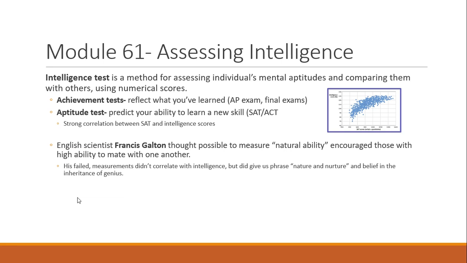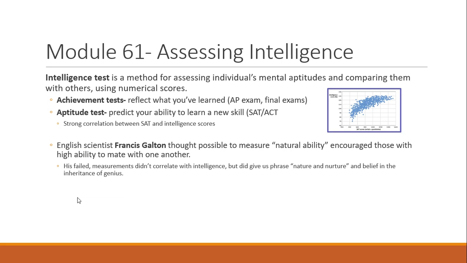Now, achievement tests, that just reflects what you've learned, and that's going to be like the AP exam, which we do have to talk about. You are going to be taking it. Final exams, what have you learned so far? Now, aptitude tests, there's something a little bit different. They predict your ability to learn a new skill. So that would be like your ACT. Now, there is a correlation between the ACT or SAT and intelligence scores.